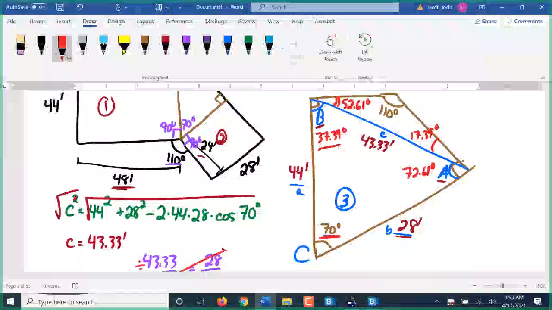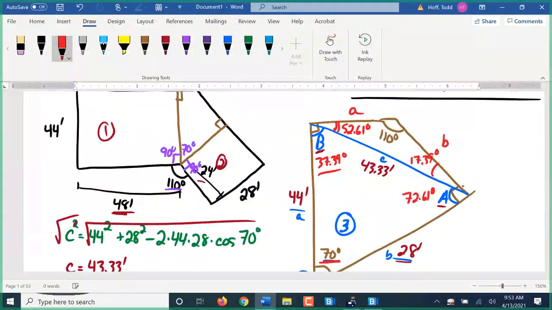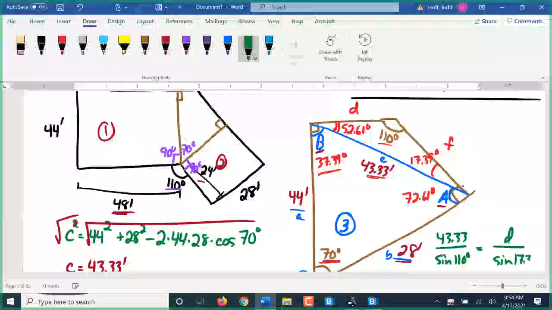So now that we have that, I can find the missing sides of this other portion of the triangle. If I call this A and B here, I can find those sides. Actually, let me call them something different. I've already got A and B over on the other side. I'll call this D and F so that they're different names. So I have C, the 43.33 over the sine of 110, is going to equal D over the sine of 17.39 degrees. By the way, if you want to double check these angles, you can always add those up, make sure those add to 180 degrees, which they should.